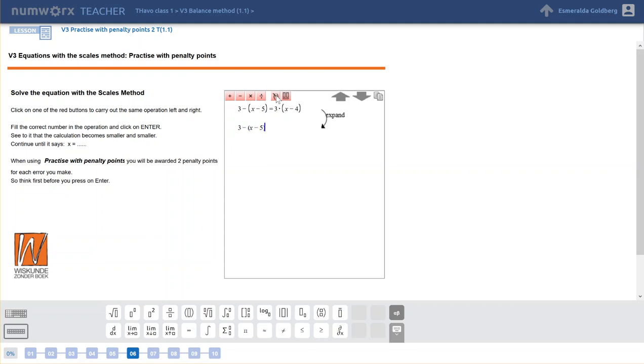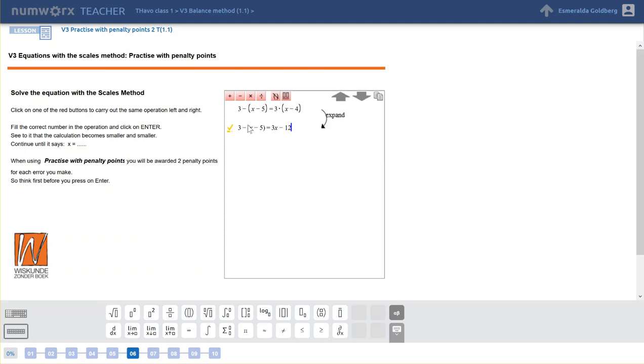And then on the right-hand side, like I said, I will multiply by 3. So 3 times x and 3 times minus 4. 3 times x gives 3x, and 3 times minus 4 gives minus 12. So this is the right-hand side expanded. We have done nothing yet with the left-hand side.